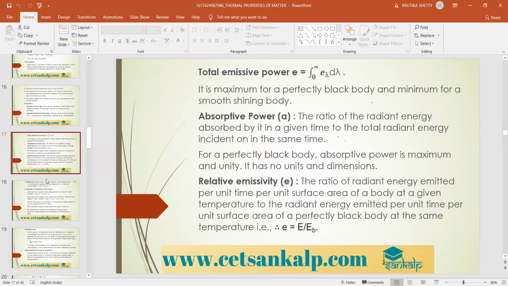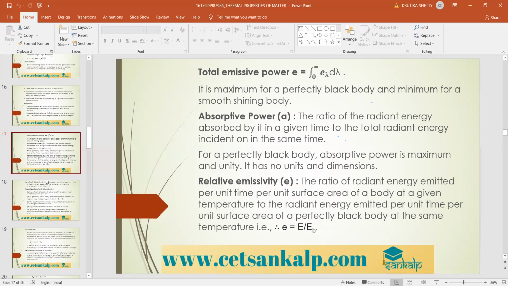Then we have absorptive power. What is absorptive power? It is the ratio of radiant energy absorbed by it in a given time to the total radiant energy incident in the same time. The value of absorptive power is 1 for a perfectly black body and it has no unit and no dimensions. So if there is a question like name the given quantities which are unitless and dimensionless, this is one more example for that. Absorptive power is also a unitless and dimensionless quantity.